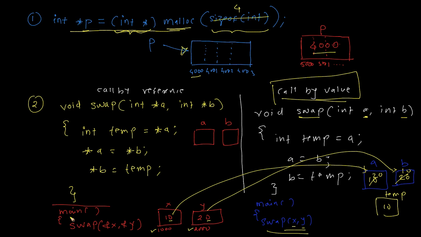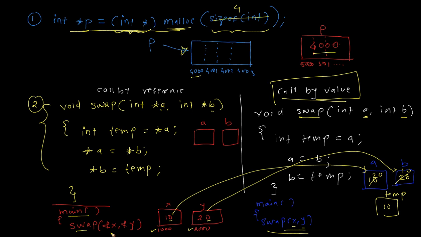For example, let's say now our main is like this. We are calling the swap function. Now this is our swap. Swap is now not accepting the values, it is accepting the addresses. The formal parameters or arguments of swap are pointers now. A is an integer type pointer, B is an integer type pointer.